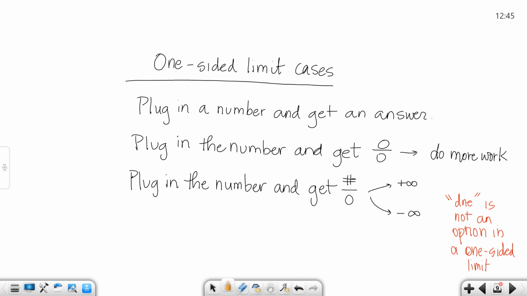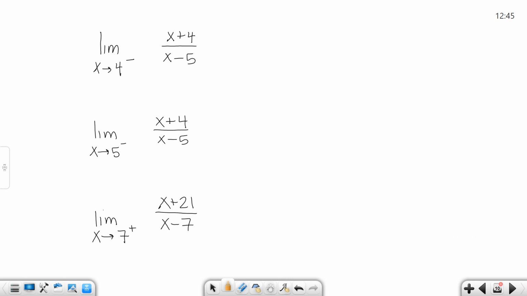Now it changes a little bit here. Because we're only looking at one side, we don't have to worry about if it meets or not. So we're only looking from the left or from the right. So does not exist is no longer an option in a one-sided limit because we don't care if it meets or not. We're just looking at it strictly from the left, one side, or strictly from the right. So for these, we're still going to plug in, just like we did with the other ones.